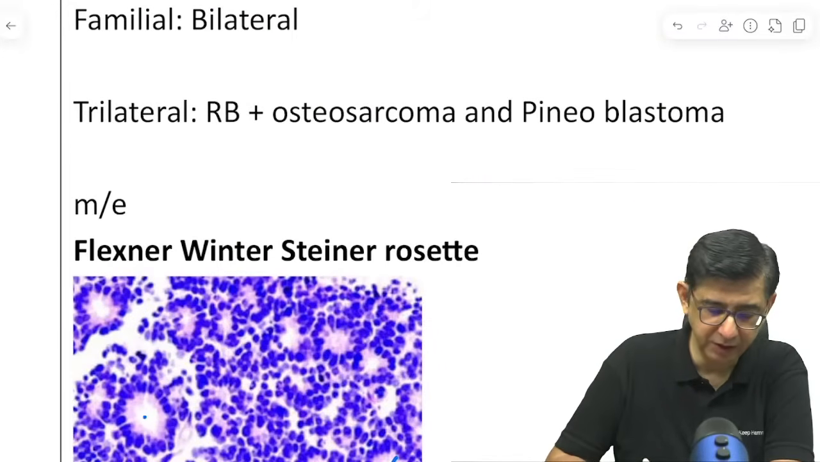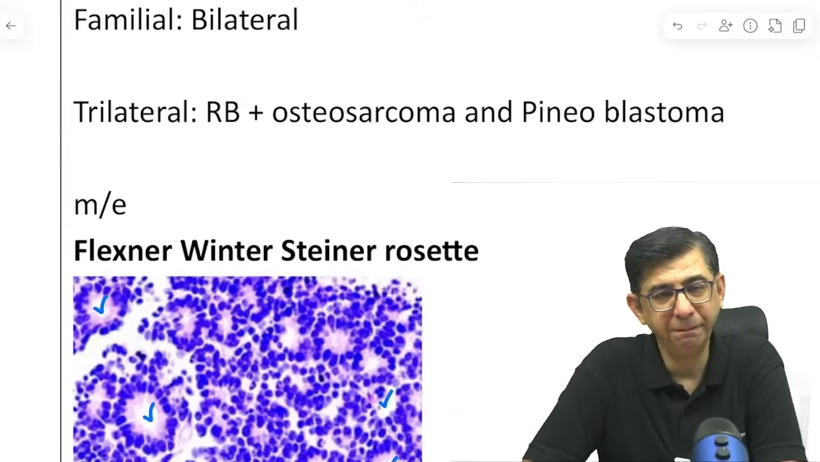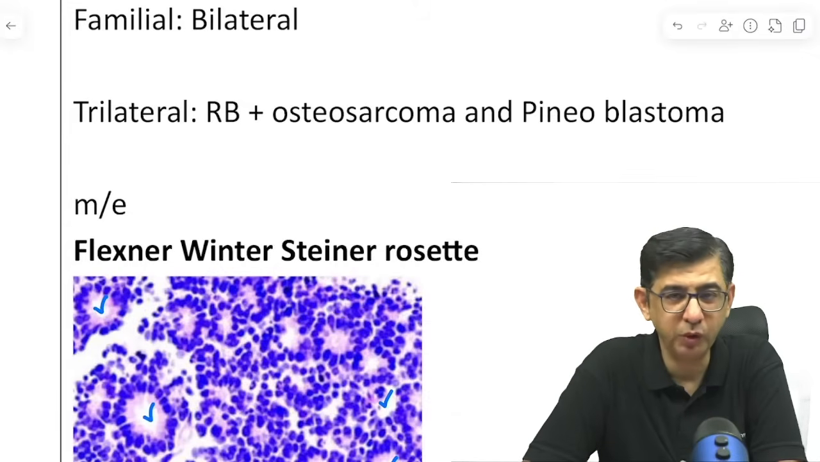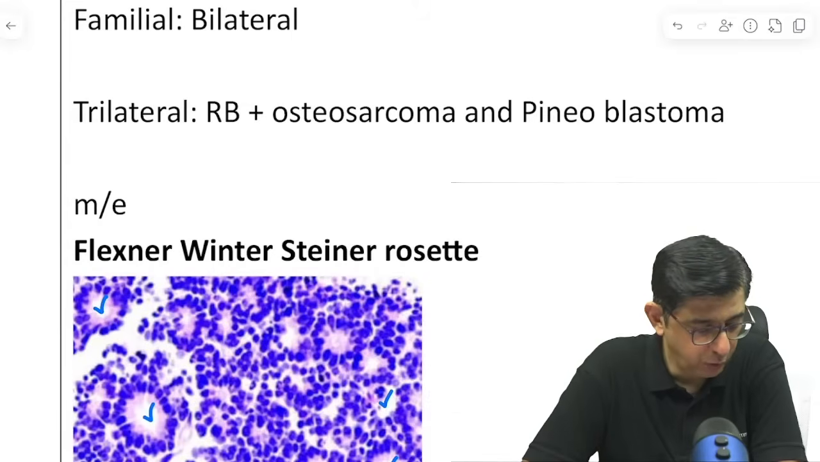You can see the clear sky in between in the rosettes. So this would be a Flexner-Wintersteiner rosette. Like in winter the sky is clear. That's how you can remember that. And Homer-Wright pseudo rosettes would be having that pink material in the middle. So a very classical, easy slide to be identified.